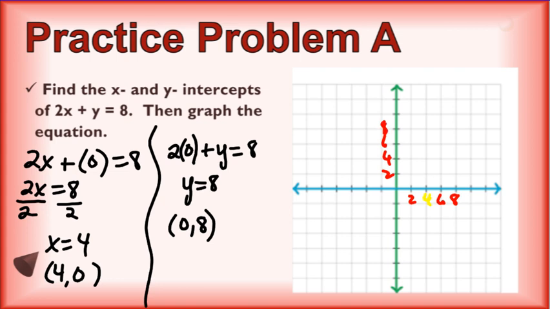We got 4 and 0. We have 0 and 8. And then we can draw our line. And there we just graphed our intercepts.